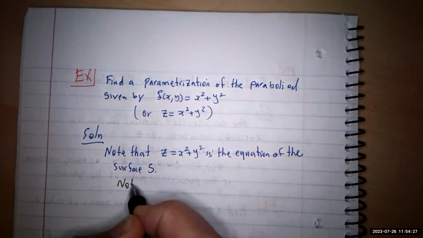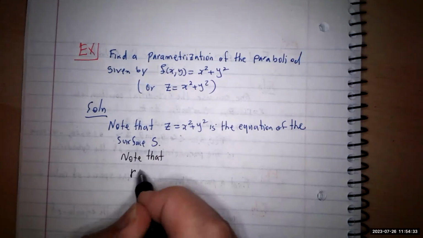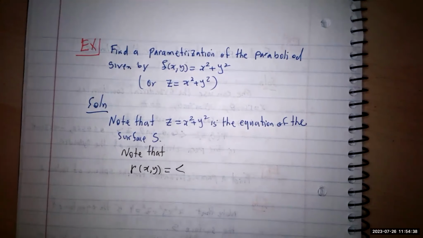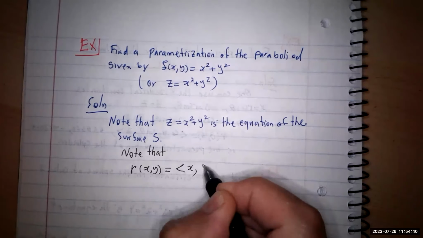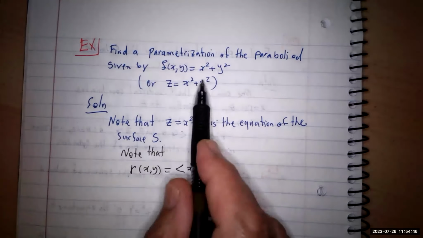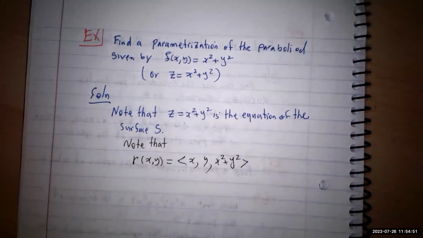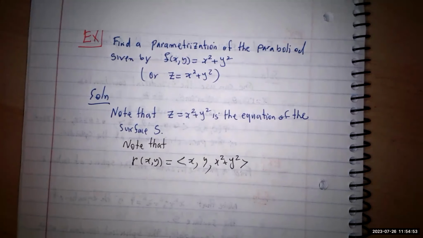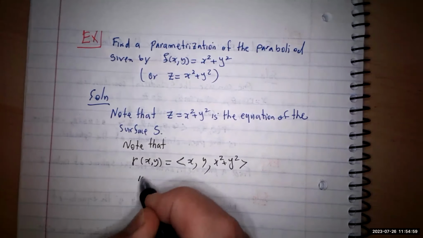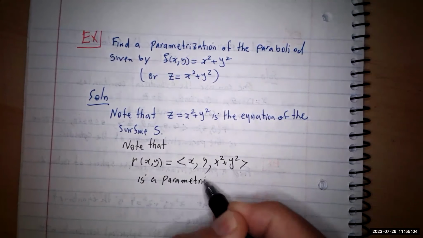Note that you can use x and y as your parameters. So r of x comma y is equal to, for the first parameter, you keep the x, for the second parameter, you keep the y. The third one, you have to find the z. What is the z? z is x squared plus y squared. You see, that gives you the one right away. So the parameters that you use are x and y. Okay, so this is a parametric equation.